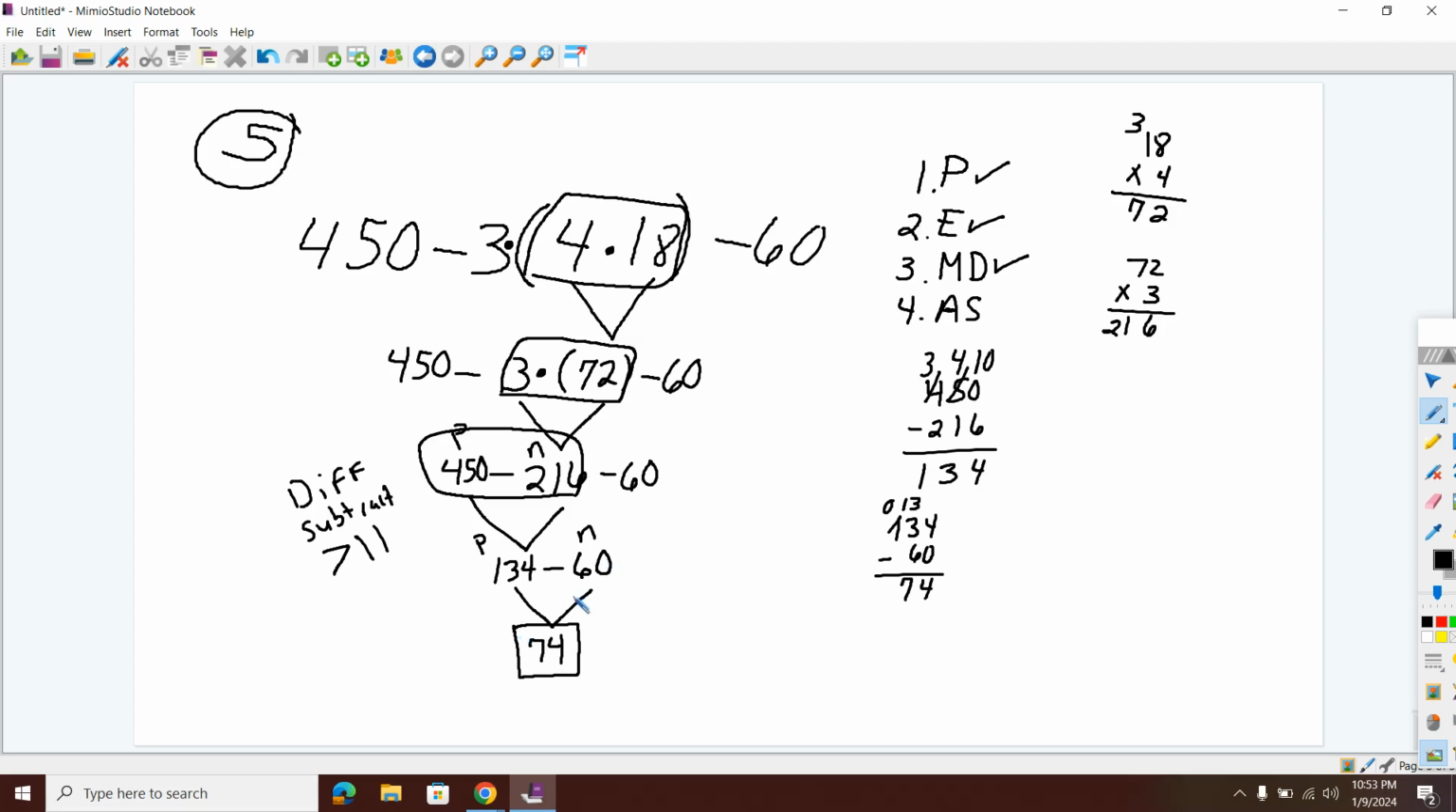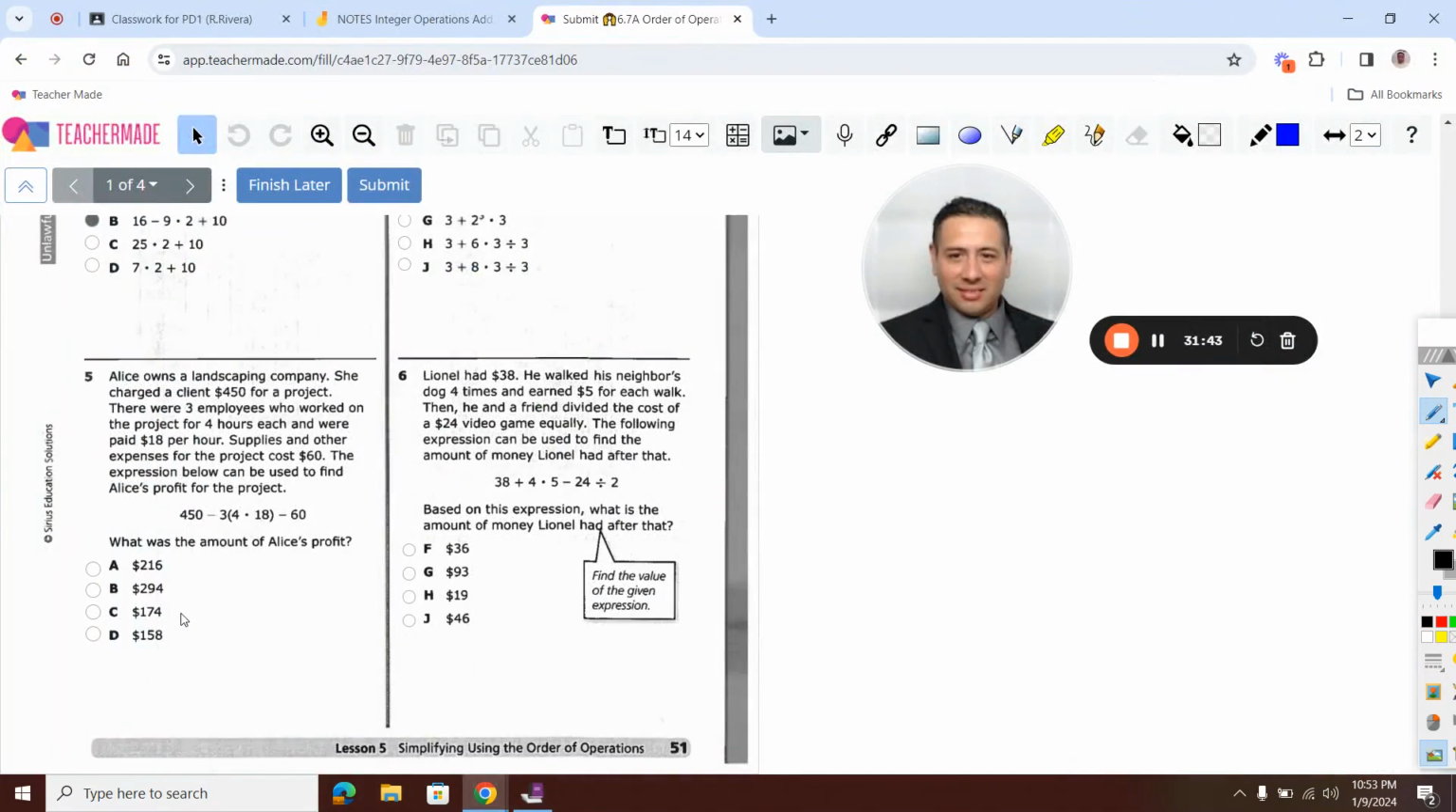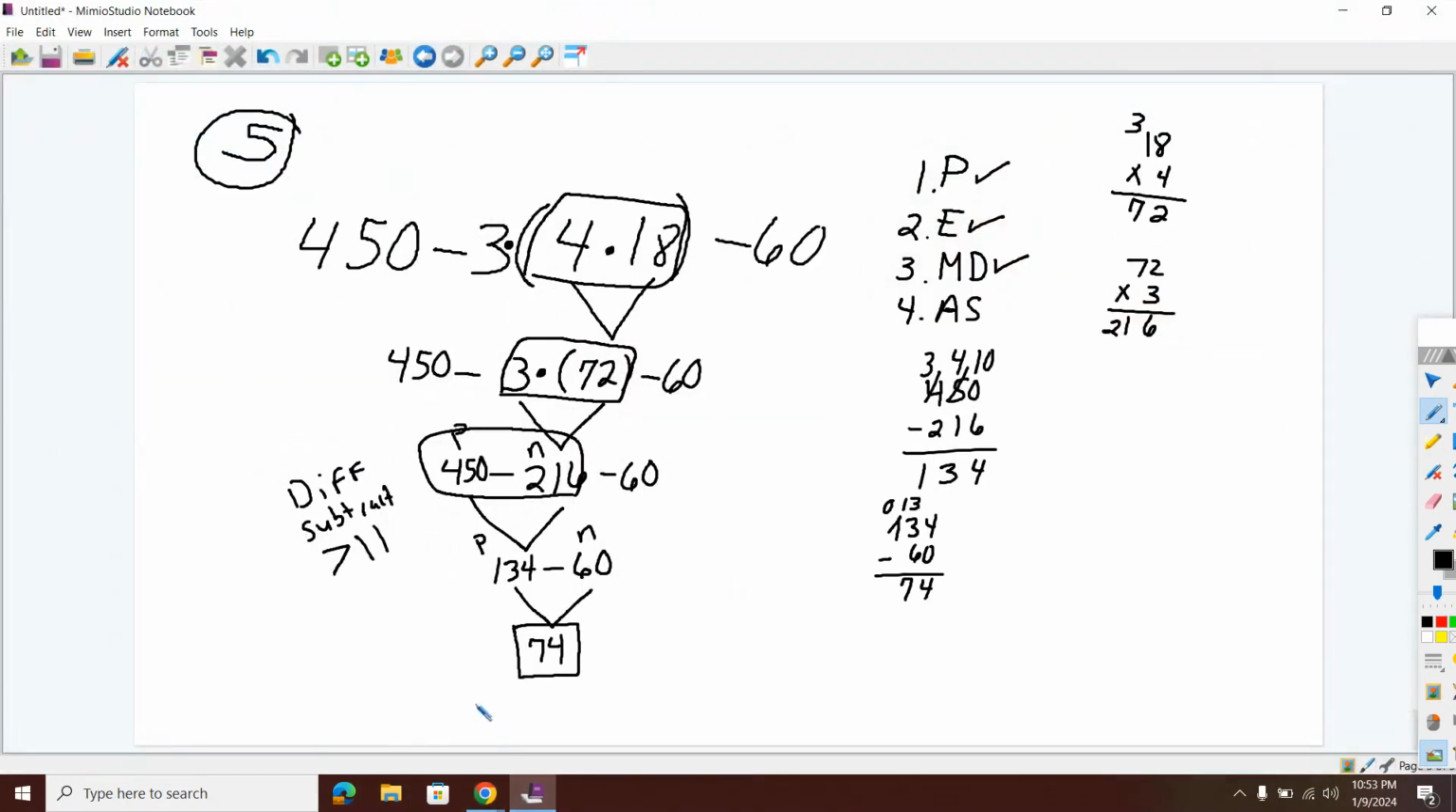So how much money did she make or he make? $74. So, I don't have $74, so I messed up somewhere. So let's go check. Where did I, Mr. Rivera, mess up? I messed up somewhere in the subtraction because it should be 174. So let me see where I messed up.